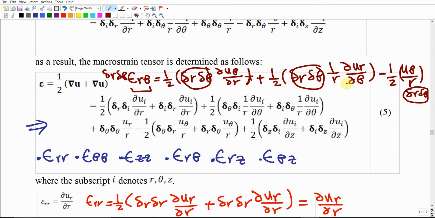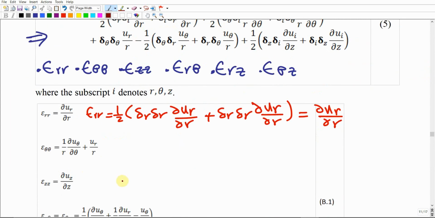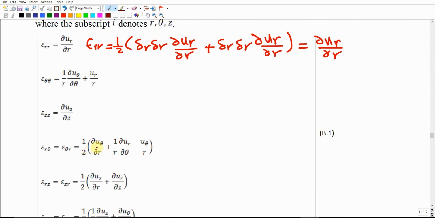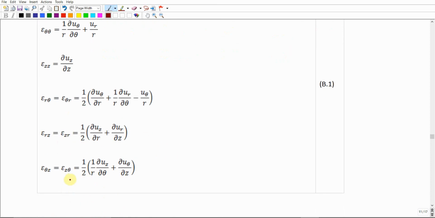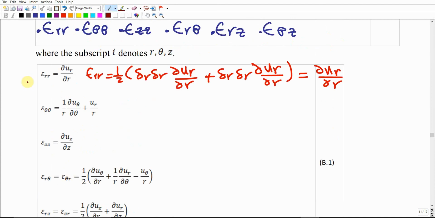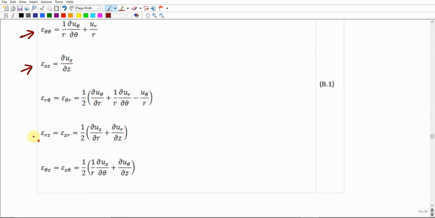You can consider even 1/2 as a common factor, partial theta by partial r, 1/r partial r ur with respect to theta, negative u theta over r, which is gonna give us this expression, and this is the half as a common factor, negative u theta over r. We can do the same for the other component. You're gonna end up directly with the components, the sixth component of the strain.